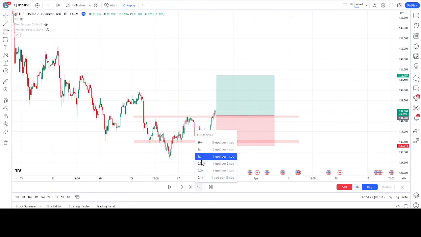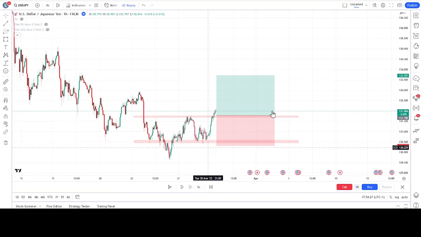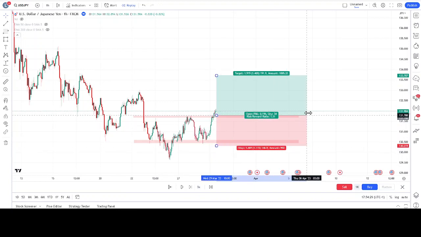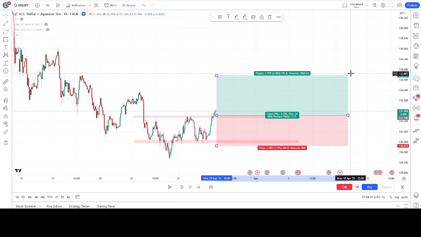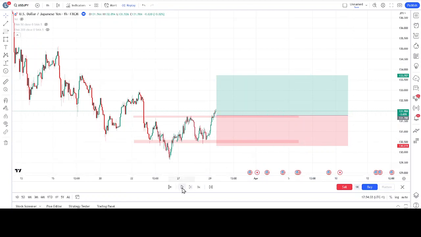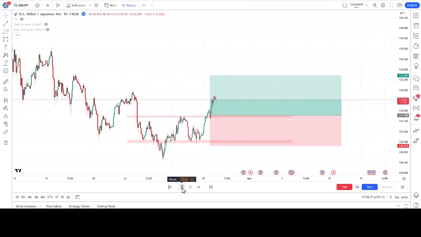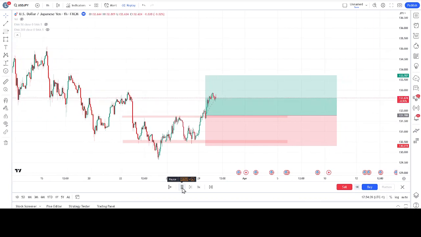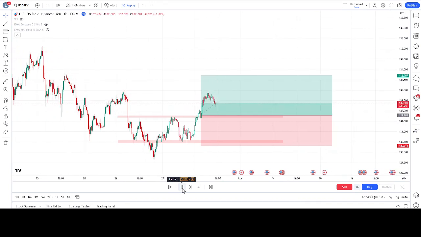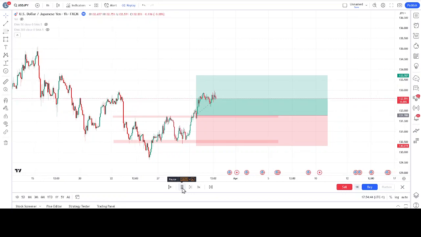Let me just play this now. I want to increase the speed to 3, and let's play out this trade and let's see what happens. So there you go, we entered, and let's see if we can get a target.